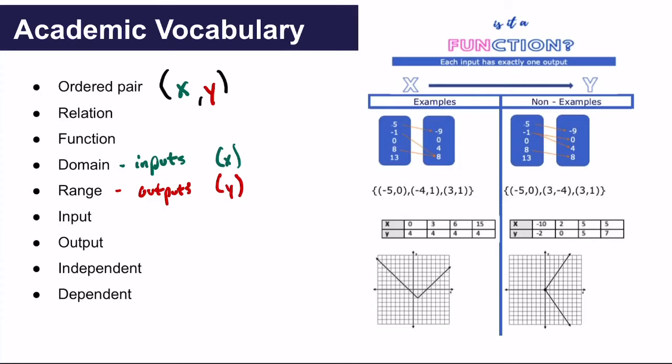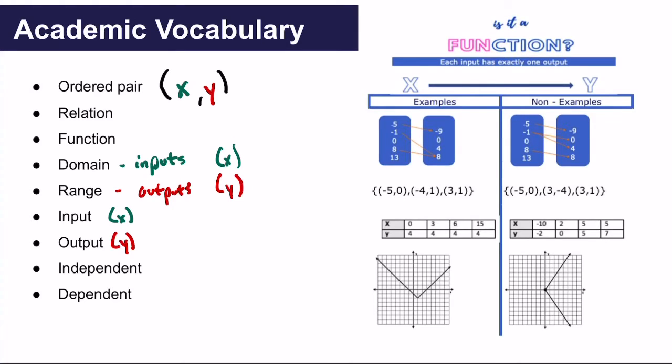Now, let's talk about the input. Well, the input is just our x values. It's something that you put into the function, and then our outputs are what we get out, which would be our range. So again, it's kind of the same thing, right? They're very parallel words. They mean the same thing.